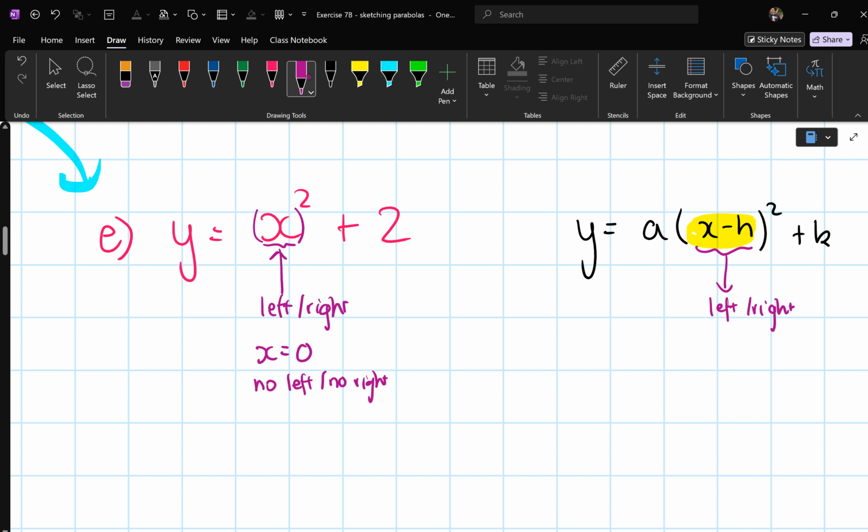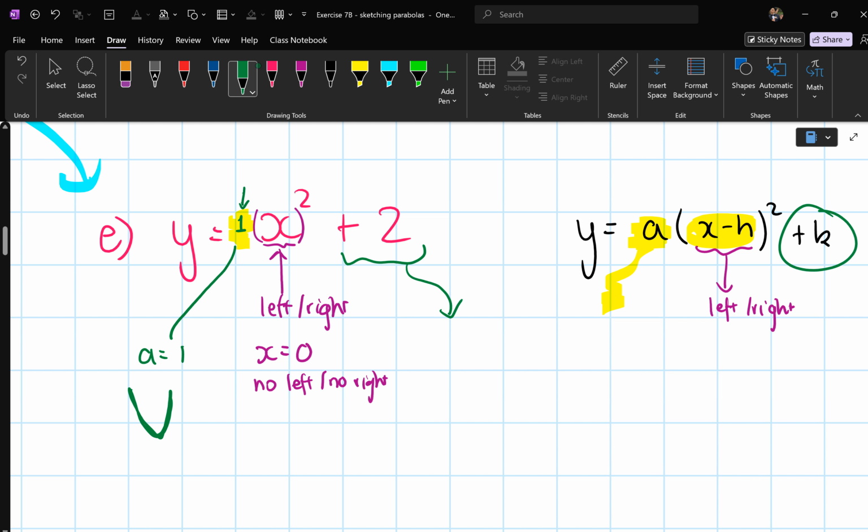But notice the number in front of the x squared, which is your a. The number in front of what you're squaring: even though you don't see it, technically there should be a 1. So a equals 1, and it's a positive 1, so that means it's a smiley face. And what's this plus 2? Clearly the plus 2 that's separate is based on k. We said before it goes up if it's positive, and so it's up by 2.